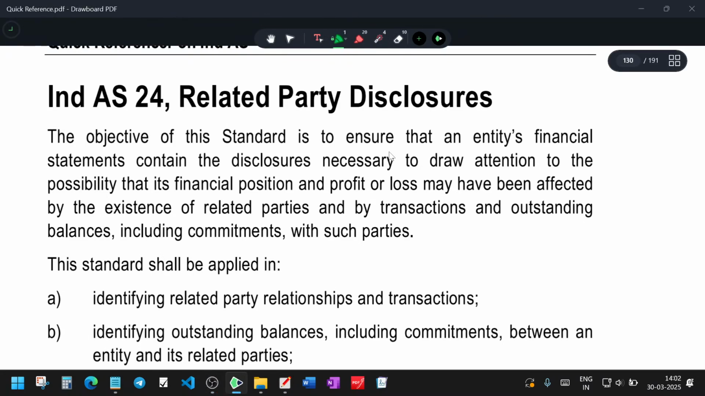Day 24. Related party disclosure. What is this related party disclosure? The objective of the standard is to ensure that the entity's financial statements contain the disclosures necessary to draw attention to the possibility that its financial position and profit and loss may have been affected by the existence of related parties, and by transactions and outstanding balances, including commitments, with such parties.